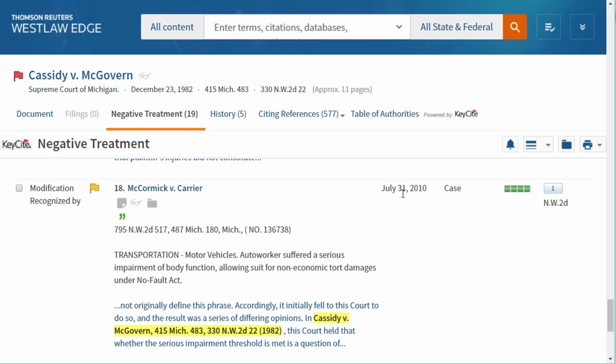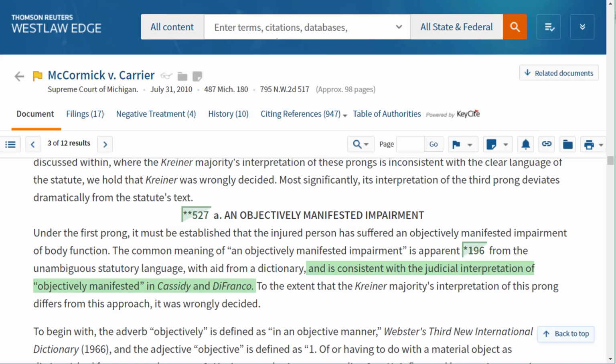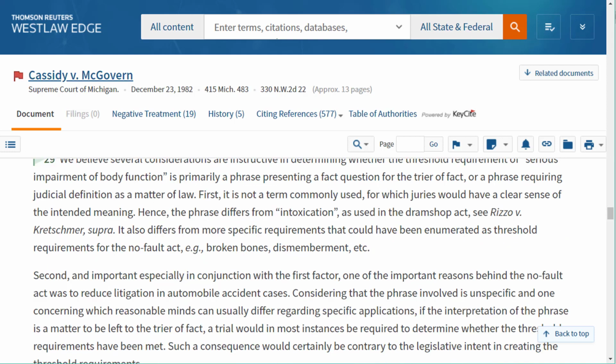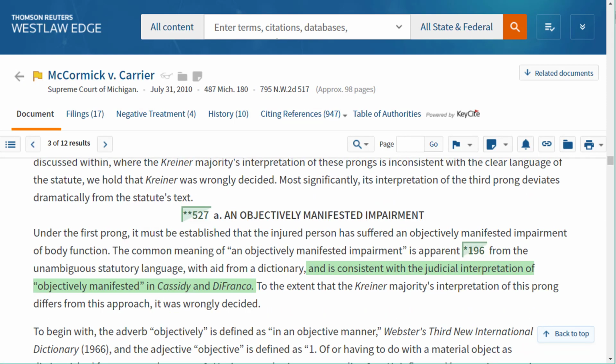So what you do is you click on that case, because this provided negative treatment for Cassidy, and then you have to read the case. So I'm going to click on McCormick versus Carrier here, and then pull it up. And note, McCormick has a yellow flag, which means that it's good law, but another court looked at it and just said, hey, it's not the same thing as what we're dealing with. So you can ignore that. But anyway, McCormick, a 2010 case, said something about Cassidy, which is a 1982 case. Okay, so we're looking at a later case that talked about Cassidy.